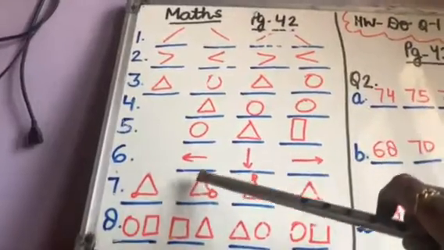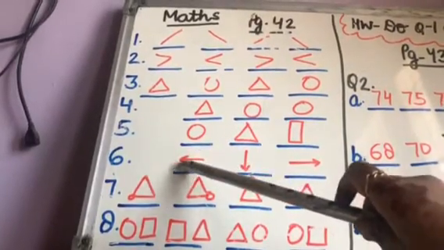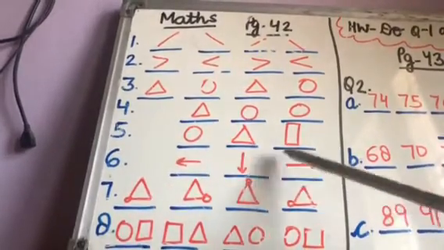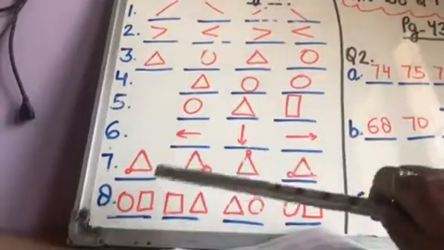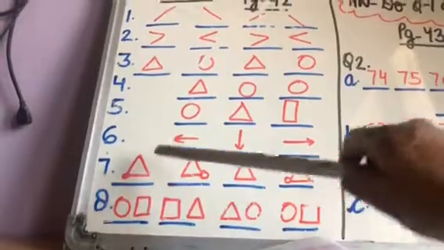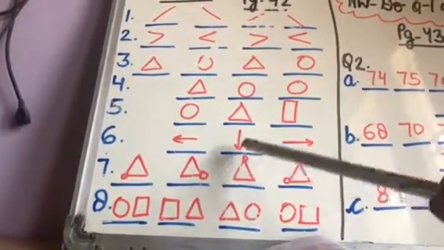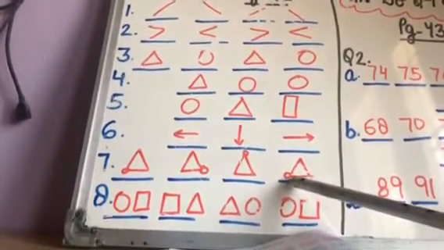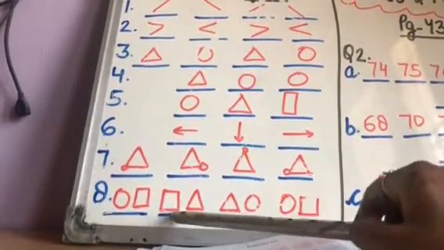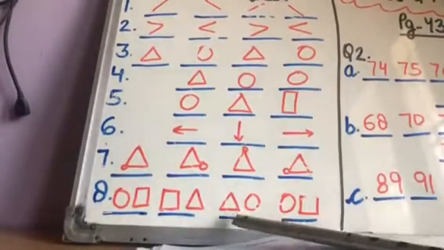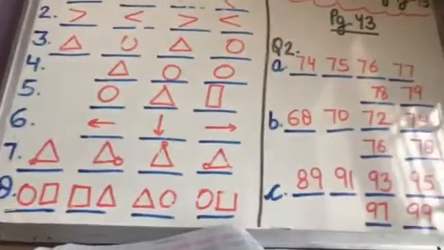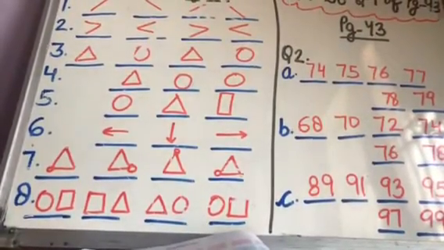Now on the 6th part, we have the line drawn towards left, then downwards, then right. Okay. In question number 7, we have a triangle on which the circle is on left side, then on the right side, then on the upper side, and then again on the left side. Now on the 8th part, we have the circle and square, then square and triangle, then triangle and circle, then circle and square. Right, so I hope you all have understood this, page number 42.